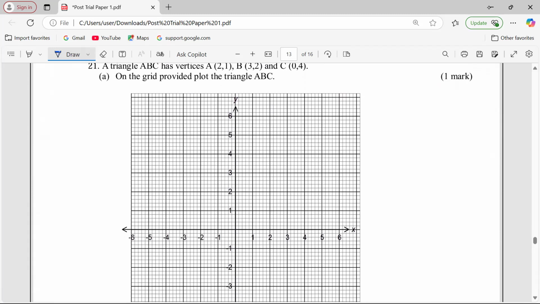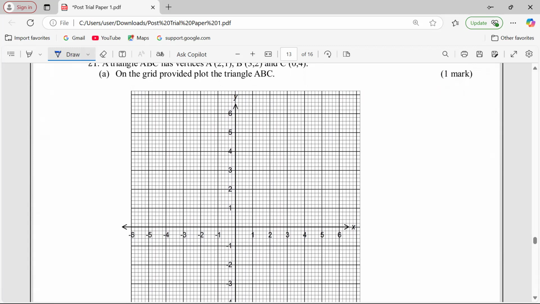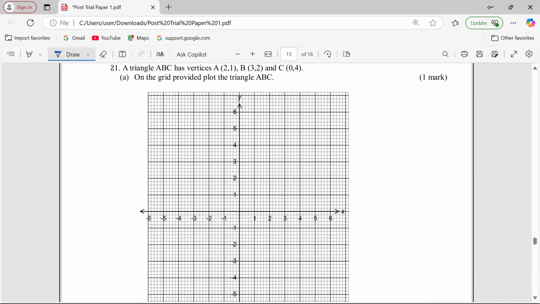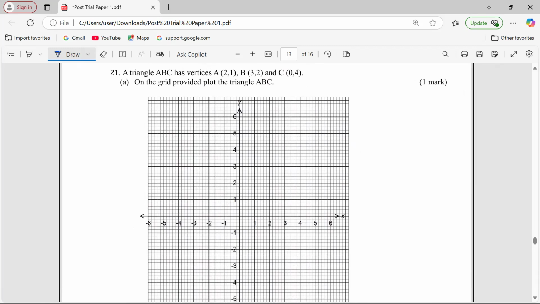You see already the Cartesian plane has been labeled and numbered very well. So A is at (2, 1), this is where A is. Then B is (3, 2), that's where B is. Then C is (0, 4), sorry, (0, 4). C is going to be at that point. So let's draw this triangle.